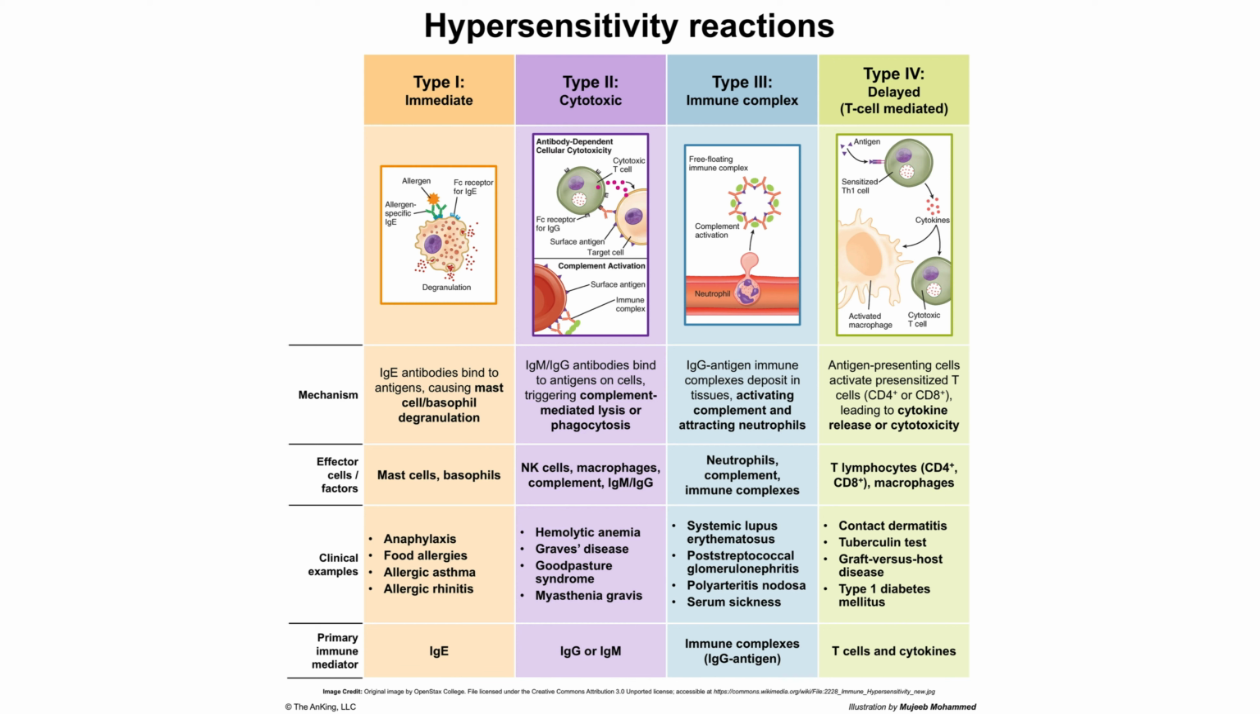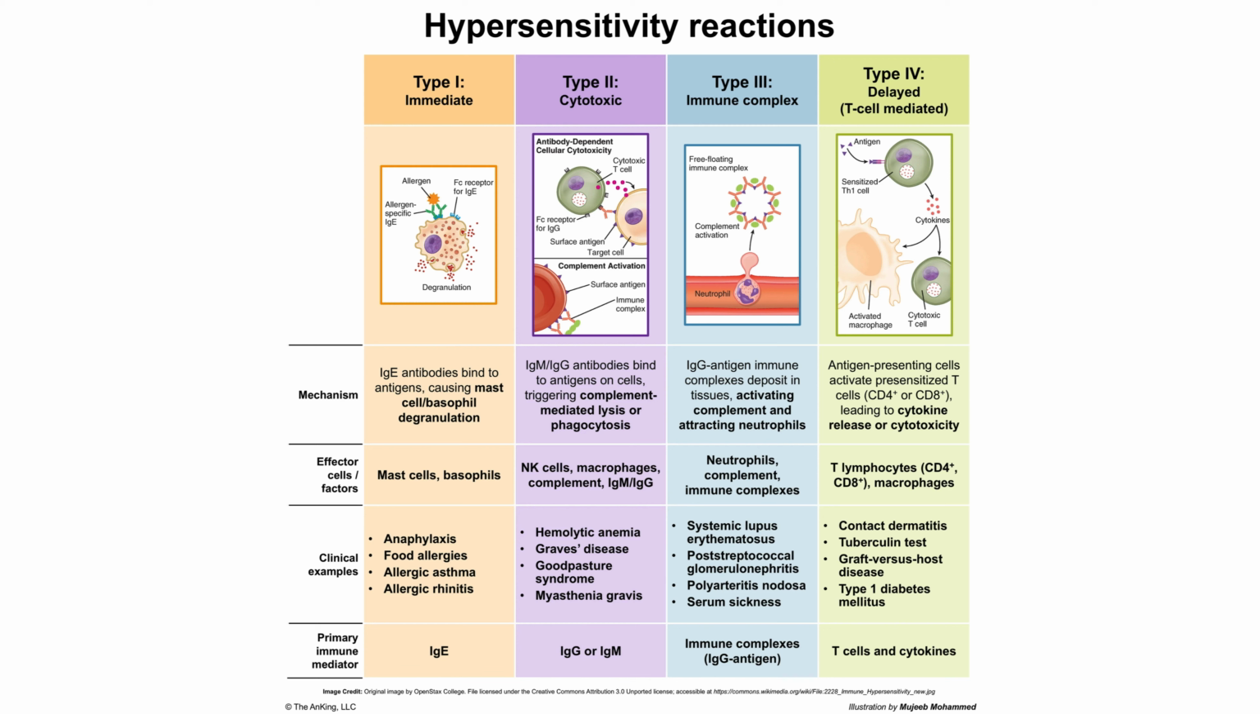This leads to conditions like systemic lupus erythematosus, SLE, post-streptococcal glomerulonephritis, and serum sickness. Symptoms often include joint pain, rashes, and kidney problems. To recall type 3, think 3 things: immune complexes, inflammation, and tissue damage.